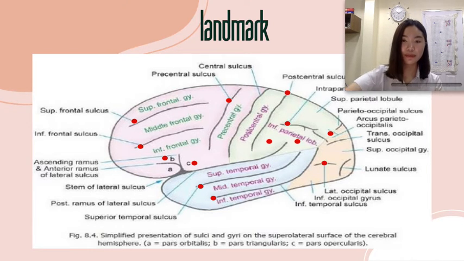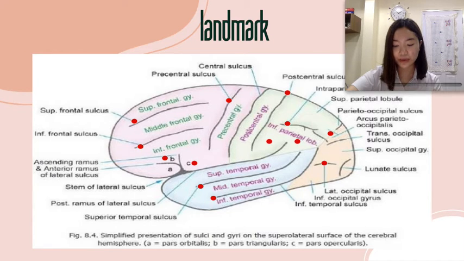Okay, so next I'm going to be talking about the occipital lobe in yellow. This line is called the lateral occipital sulcus. It divides the superior and inferior occipital gyri. And this one is called the lunate sulcus, and it's just in front of the occipital pole. The front of the lunate sulcus is called the gyrus descendens. Also, the arcus parietooccipitalis is included in the occipital lobe as an important landmark, because it is located between the parietal and occipital lobe.